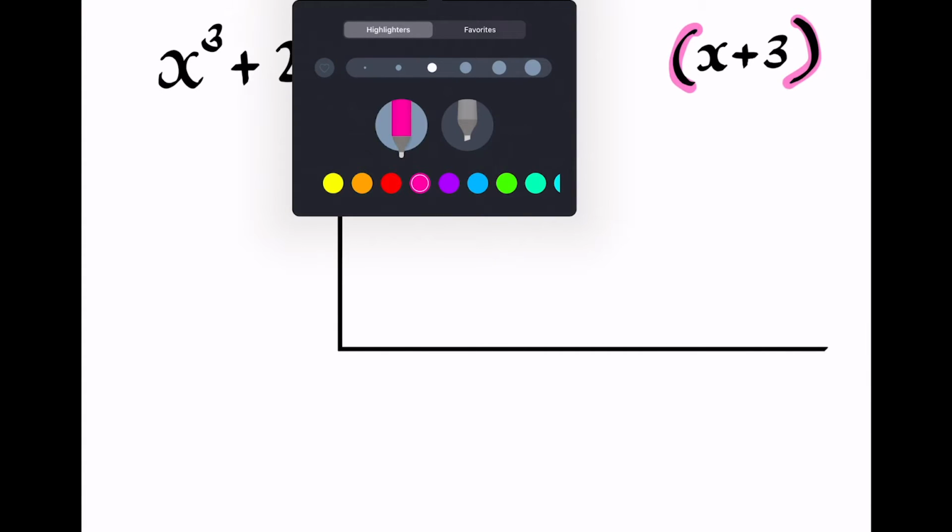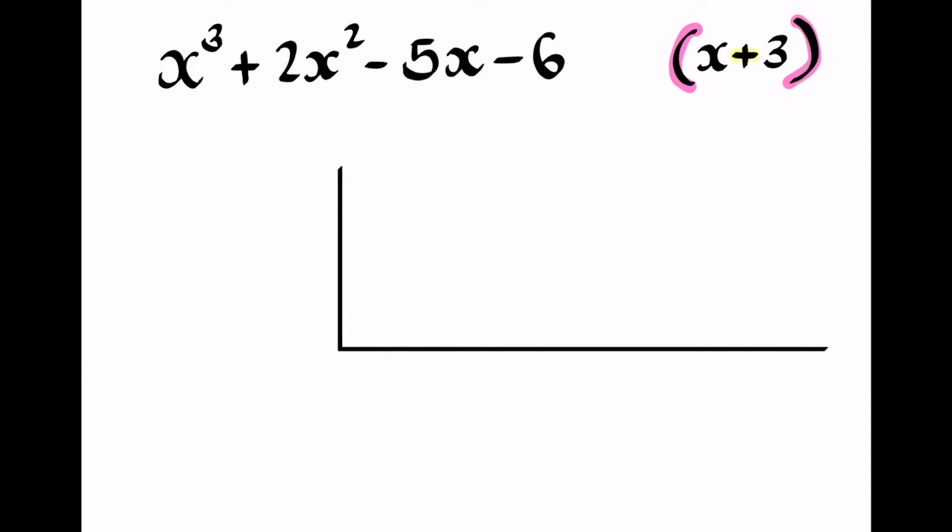Now I'm going to take this positive 3 and I'm going to make it a negative 3. If it was a negative 3, I would have made it a positive 3. Then I'm going to take the coefficients. So I have a 1, I have a positive 2, I have a negative 5, and the constant of negative 6, and I'm going to list those down. So I have 1, 2, negative 5, and negative 6.